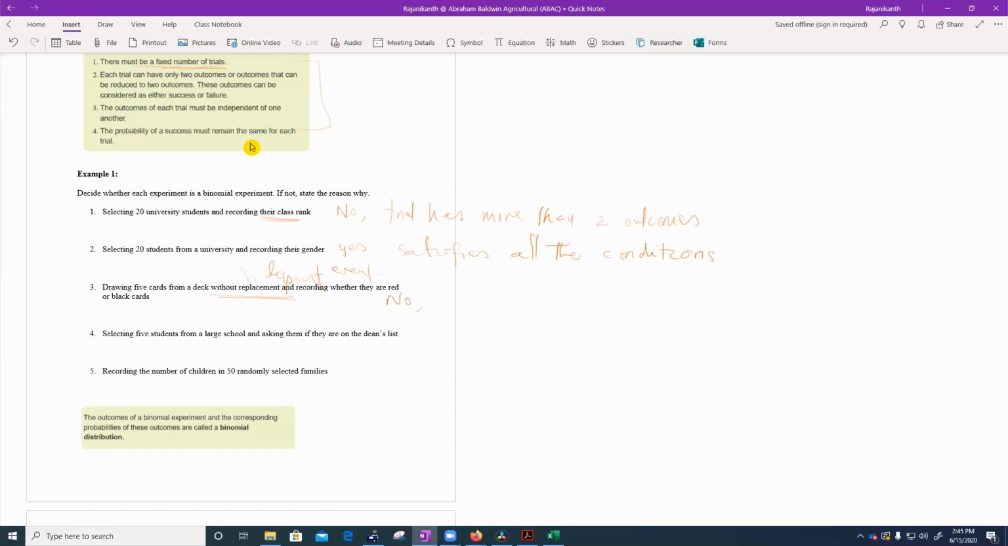The reason is the outcomes are not independent.